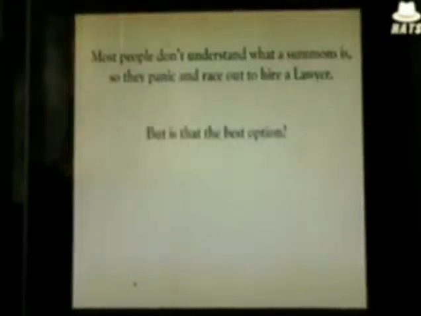so it's all about the name. Most people don't understand what a summons is, so they panic and race out to hire a lawyer. Is that your best option? Maybe not. In most cases, lawyers are part of the game, and so you'll end up getting screwed and pay nicely for the privilege.